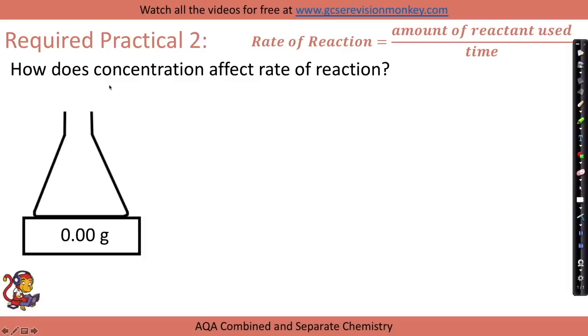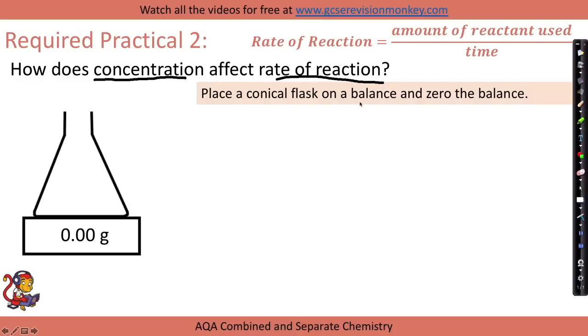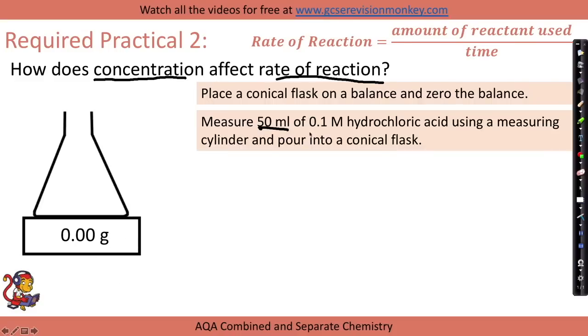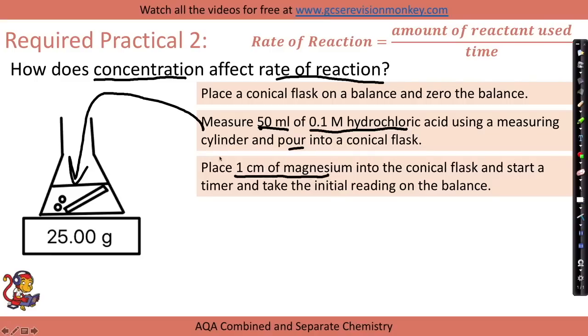So a different practical setup now, but still looking at how concentration affects the rate of reaction. This time, this focuses on the amount of reactant used over time. So we start off by placing a conical flask on a balance and zeroing the balance. We would then measure 50 ml of 0.1 molar hydrochloric acid and pour this into the conical flask. And we then place 1 centimetre of magnesium into the conical flask and start a timer. We take the initial reading on the balance as well, so we're starting off with a mass of 25 grams.